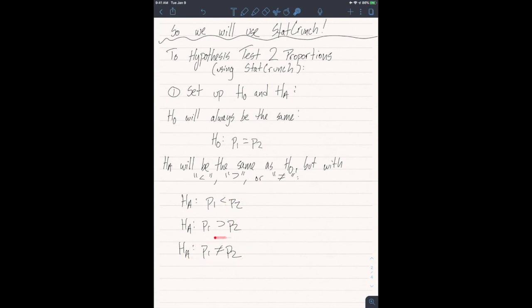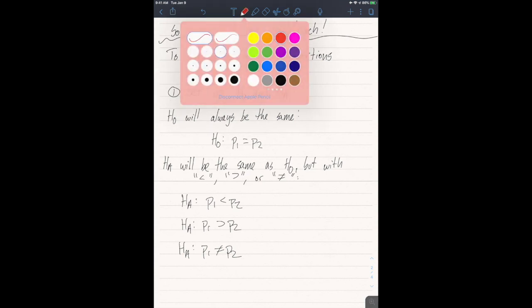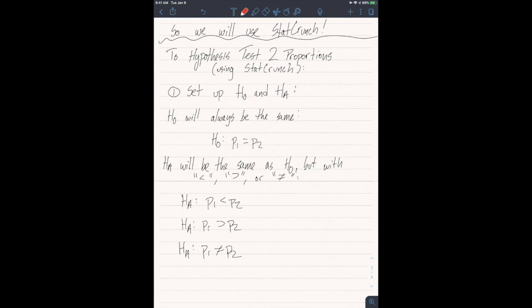Or if you're just interested, are the proportions themselves just different from one another, then you can set it up with not equal to, right? What sign you set HA up with is going to depend on the context of the problem, and it's usually pretty clear. I'm not going to try to trick you or anything. The only thing is that StatCrunch, for some reason, uses different notation when they have the hypothesis set up.